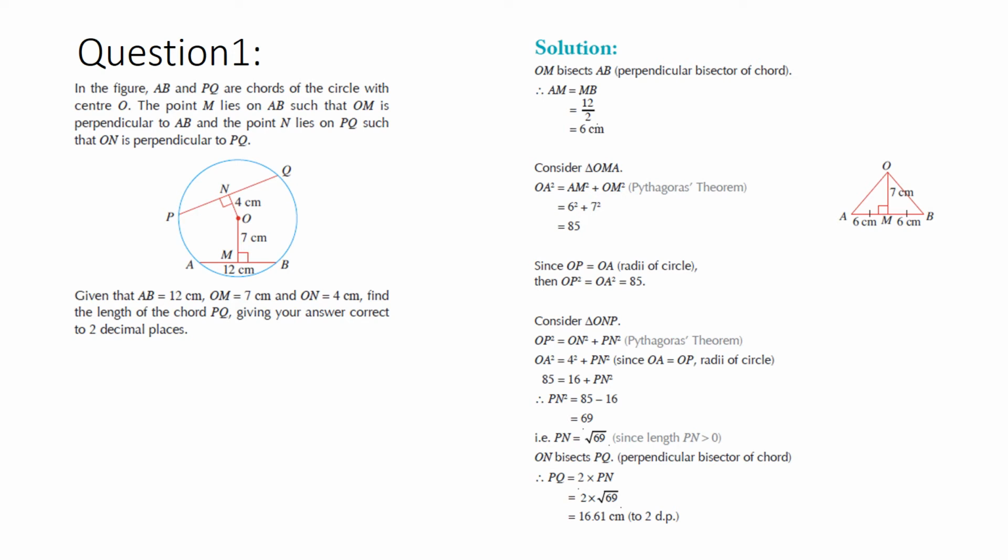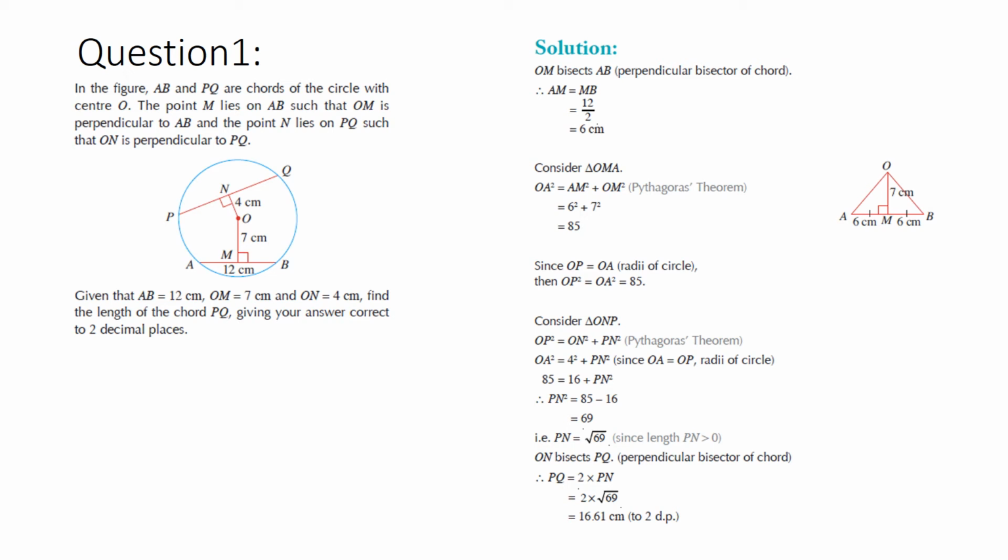Now consider the triangle ONP on the other chord. Here again, applying the Pythagoras theorem, OP square will be equal to ON square plus PN square. Since OP square will be equal to OA square, substitute its value 85 in it, and ON square is 4 square, so it will become 16.